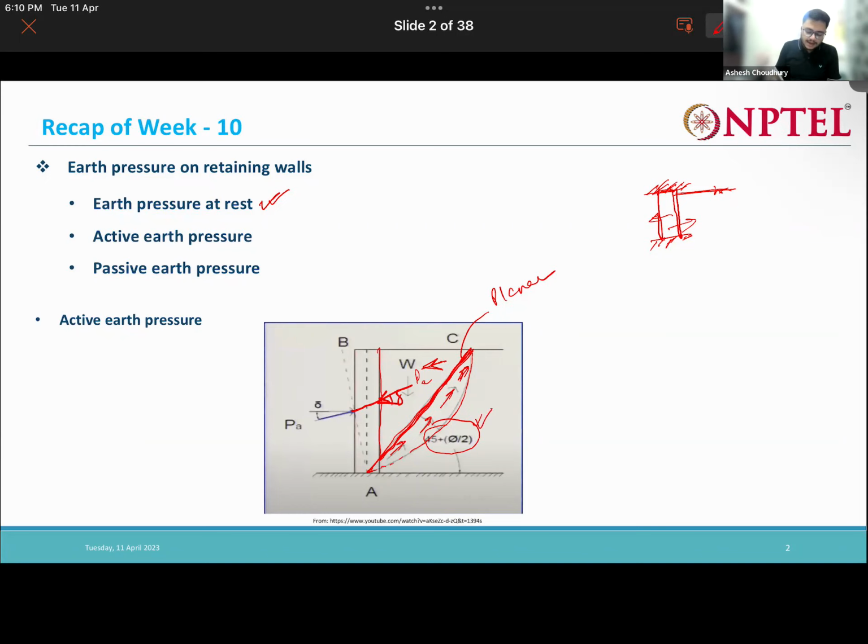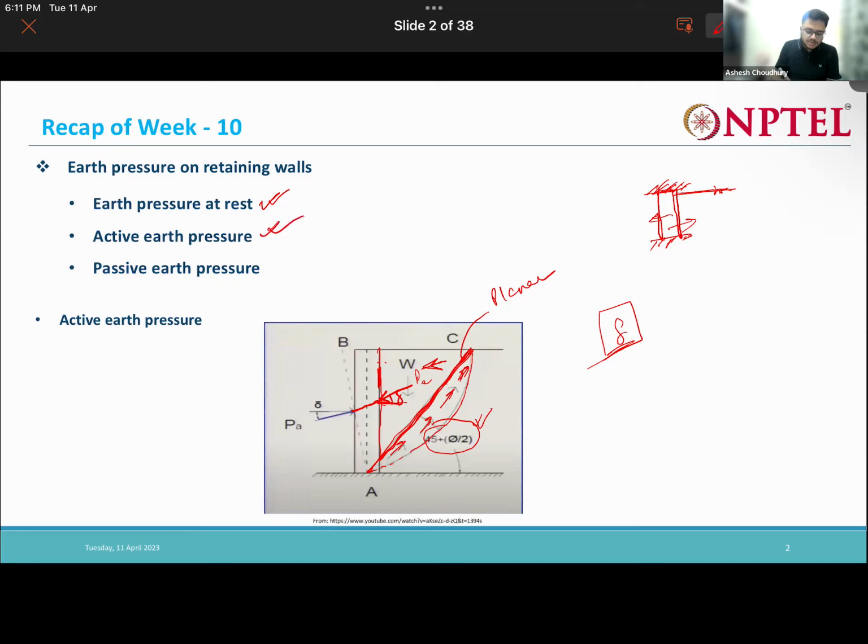This earth pressure acts at an angle delta with the horizontal, where delta is nothing but the friction angle. Say our wall is rough, so there will be some resistive force that develops at the interface of the wall and the soil. Due to that, the earth pressure will be inclined at a certain angle to the horizontal, which is delta, and this delta is equal to the friction angle between the soil and the wall.